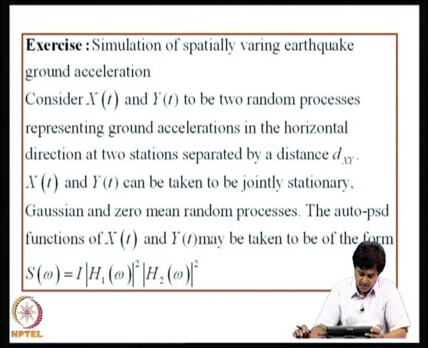Now, I leave it as an exercise. This can be a fairly long exercise, which can be accomplished if you write a computer program. So, as an illustration, we will consider simulation of spatially varying earthquake ground acceleration. Consider x of t and y of t to be two random processes representing ground accelerations in the horizontal direction at two stations separated by a distance dxy. That means, in the same event of an earthquake, I take 2 points on the earth surface and consider the ground acceleration in a given direction, and at one point I call it x of t and at another point it is y of t.